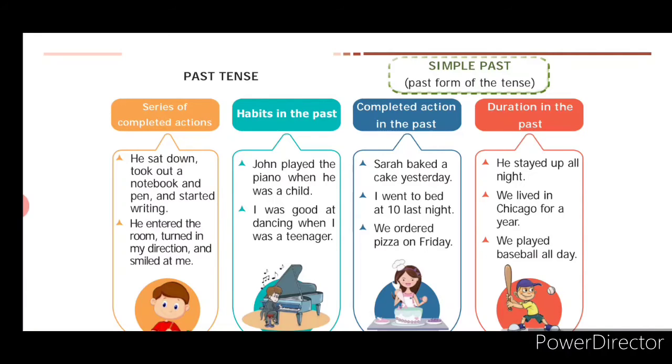Okay, habits in the past: John played the piano when he was a child. I was good at dancing when I was a teenager. Then completed actions in the past: Sarah baked a cake yesterday. I went to bed at 10 last night. We ordered pizza on Friday. Everything is a completed action in the past.